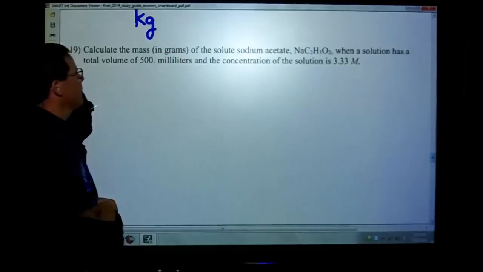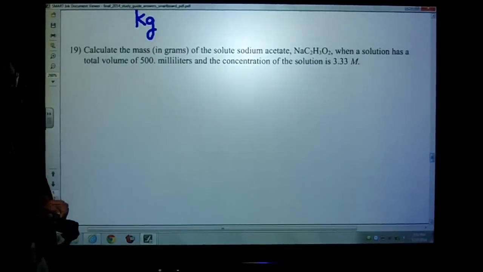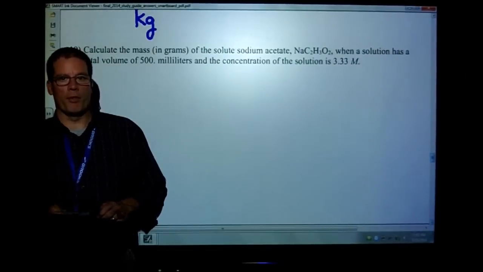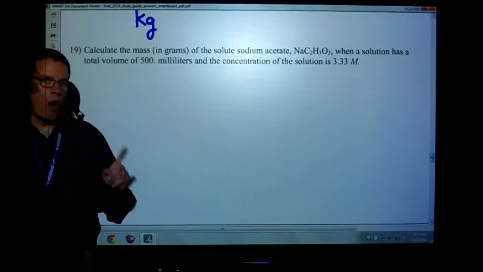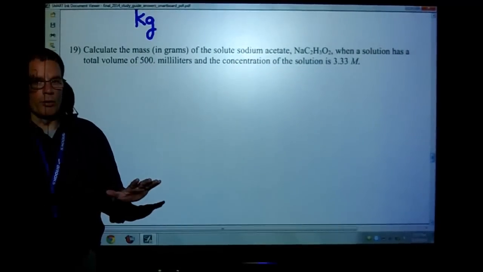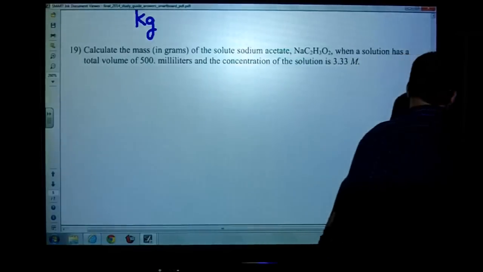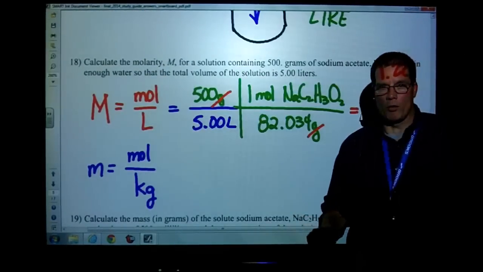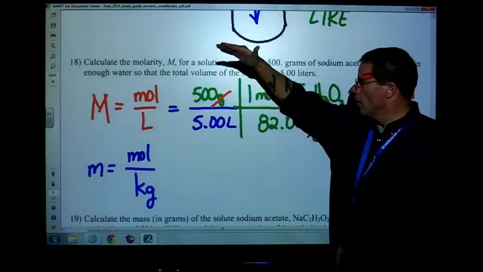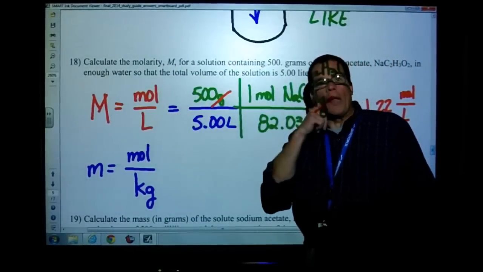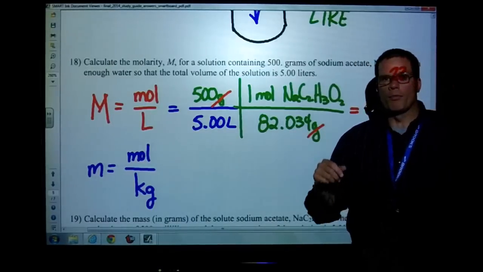Number 19, calculate the mass in grams of the solute sodium acetate when a solution has a total volume of 500 milliliters and a concentration of 3.33 molarity. If you know both the volume and the molarity of any solution, you always start with the volume. Now back here, we did not know both the volume and the molarity. We were actually calculating the molarity. That's why you see this, moles divided by liters. We had to find out how many moles we had. So if you know the volume and the molarity, then you start with the volume.